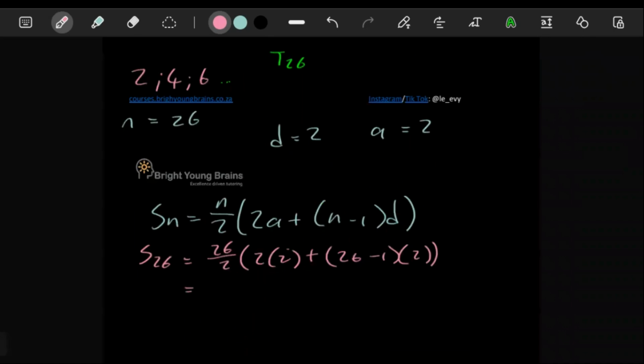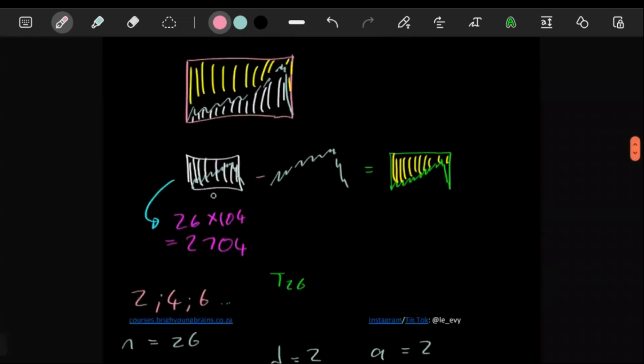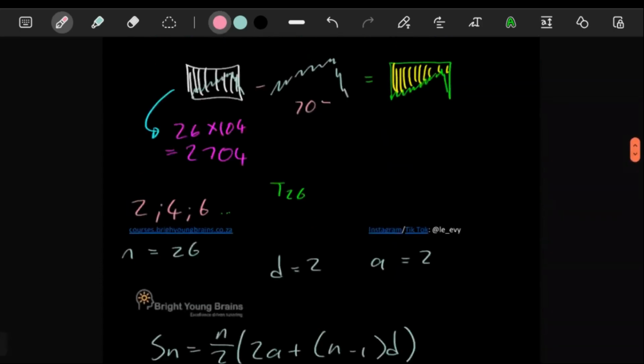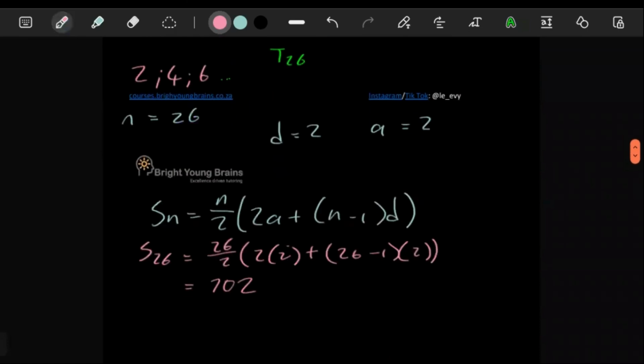Fraction 26 over 2, and then 2 times 2, and then plus 26 minus 1, times 2. So this is 702. With 702, that's the area of all the triangles. So we have the area of the rectangle and the area of the triangles. We got it as 702. So you can clearly see that our sum is complete.